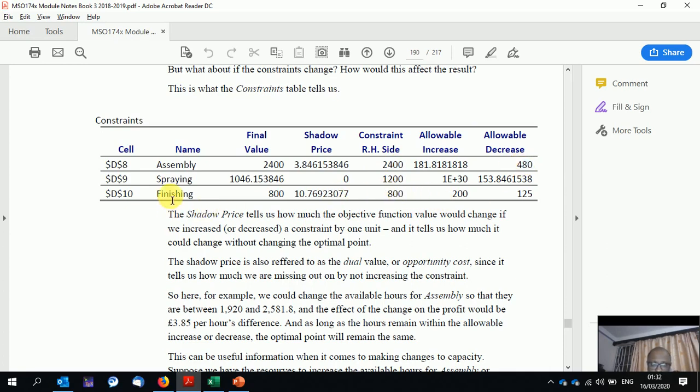Similarly, for the finishing binding constraint, 800 was given to you. You could have been given 200 extra hours, that is 1000, 800 plus 200. Or you could have been given as little as 675, that is decreased by 125 hours, and that would still give you the optimal solution.